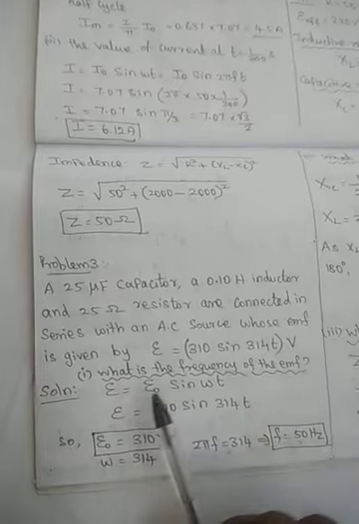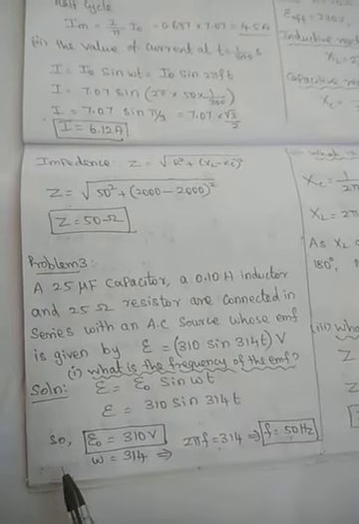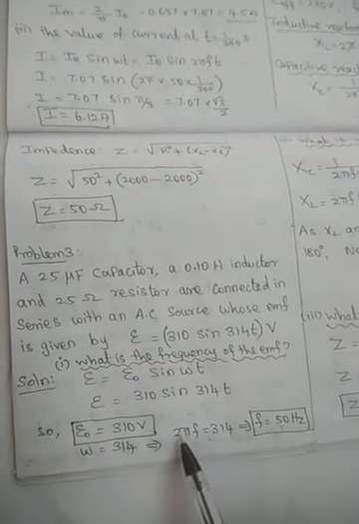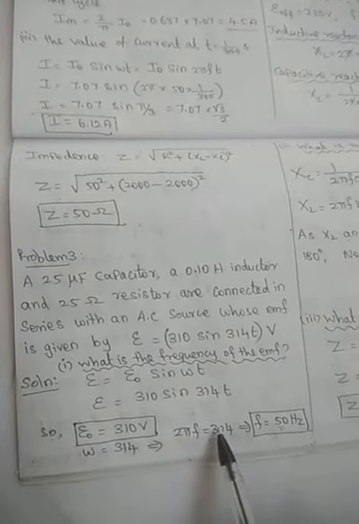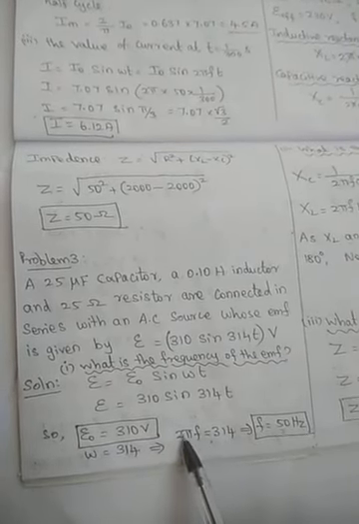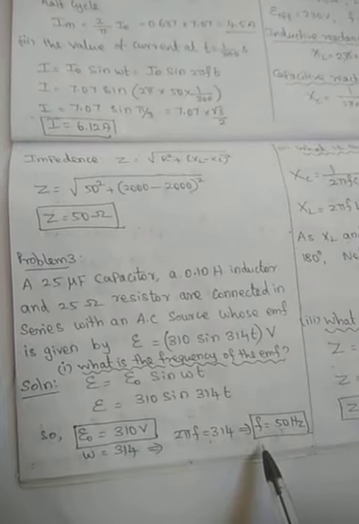What is the first question? What is the frequency of the EMF? Frequency means linear frequency. So omega is equal to 2 pi f, which is 314. So f is as it is, and then you have to bring the 2 pi to the denominator.